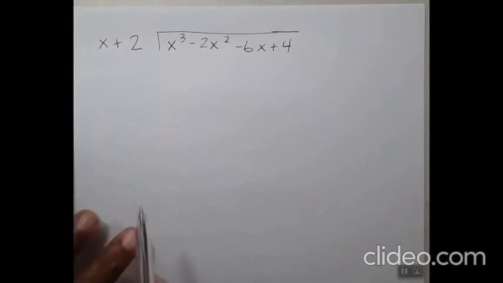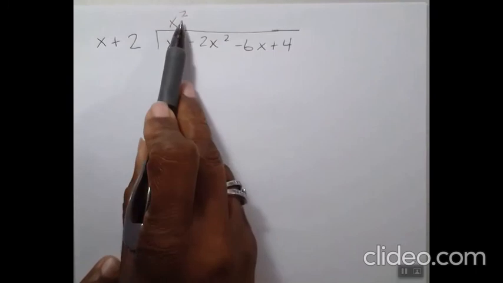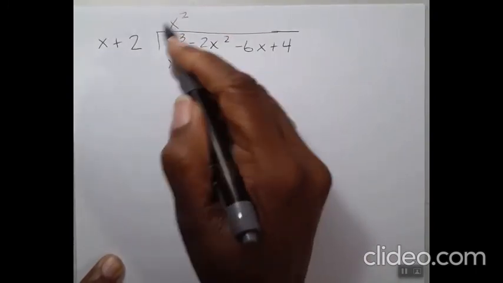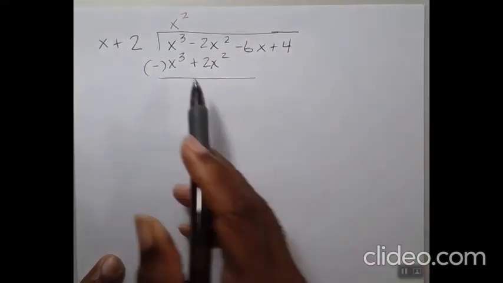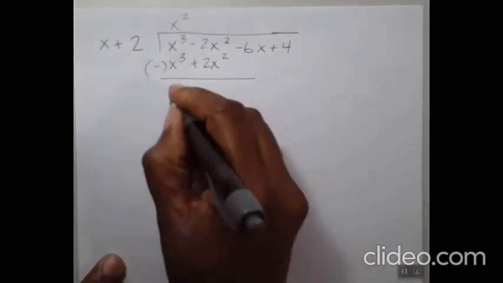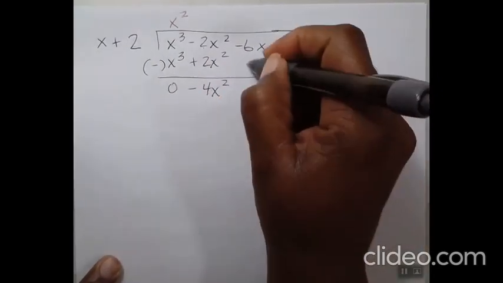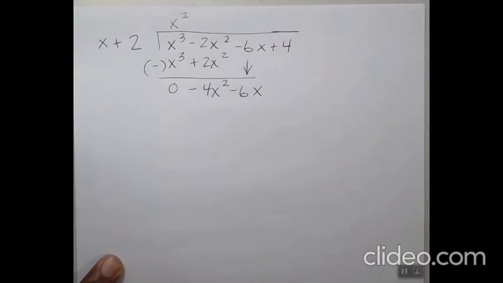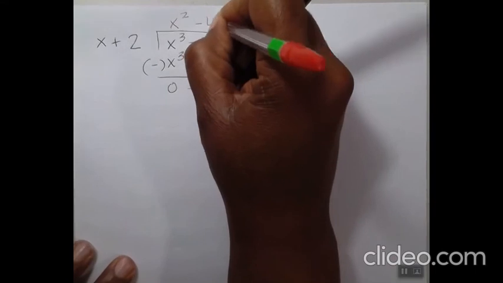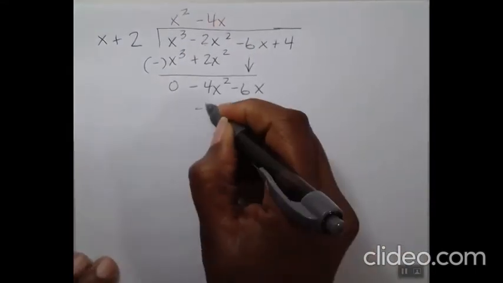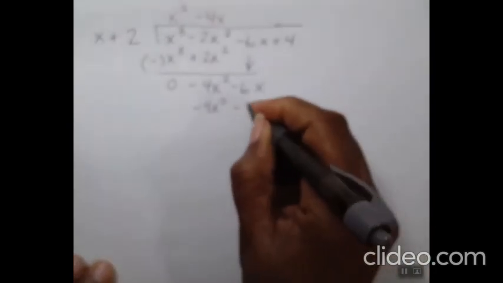So we see how many times does x go into x cubed? Well, it goes in there x squared number of times. X squared times 2 is a positive 2x squared. Put these together, we are subtracting. X cubed minus x cubed is 0. Negative 2x squared minus 2x squared is negative 4x squared. Bring down our negative 6x. X into negative 4x squared goes negative 4x number of times. Negative 4x times 2 is negative 8x.